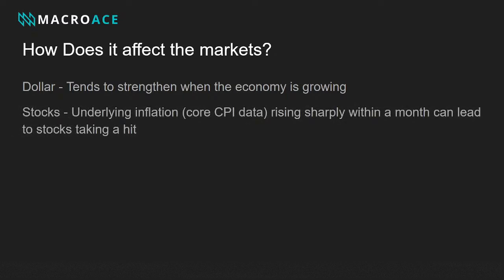So for stocks, the key is keeping an eye on the core CPI data. If that rises sharply within a month, it can lead to stocks taking a hit. Overall for inflation, it goes back to what I said about the dollar. When you see inflation overheating in an economy and the Federal Reserve or central bank in a tightening cycle, then usually when rates are raised, that leads to a depreciation in the value of stocks. So stock indexes overall see a depreciation.